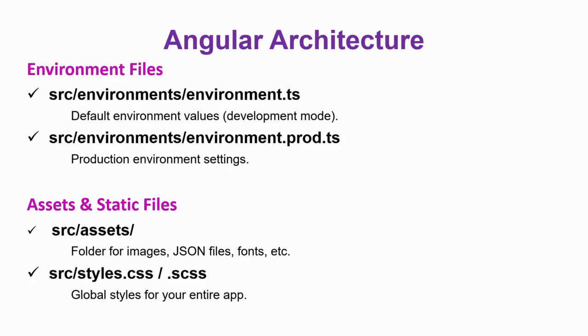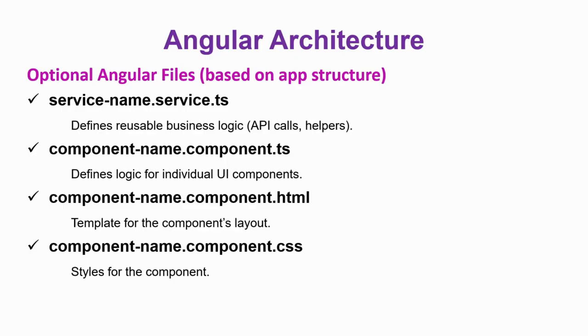Style.css, global styles for your entire app. Okay, that I think you all know. These are the optional Angular files based on your app structure. App structure means application structure. So these are the names which you may need or you may not need.